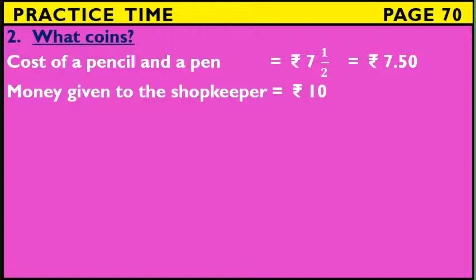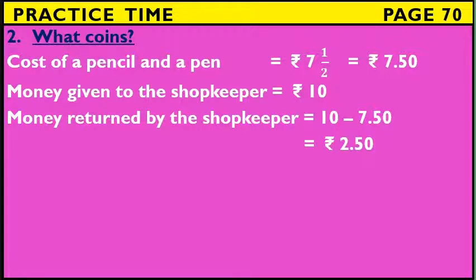Answer: the cost of a pencil and a pen is rupees 7.5, that is rupees 7 and 50 paise. Money given to the shopkeeper is rupees 10. So money returned by the shopkeeper will be rupees 10 minus rupees 7 and 50 paise. That is rupees 2 and 50 paise.